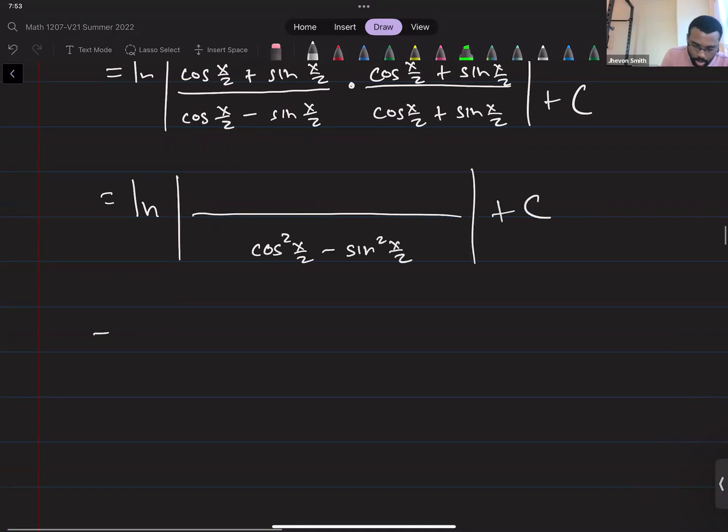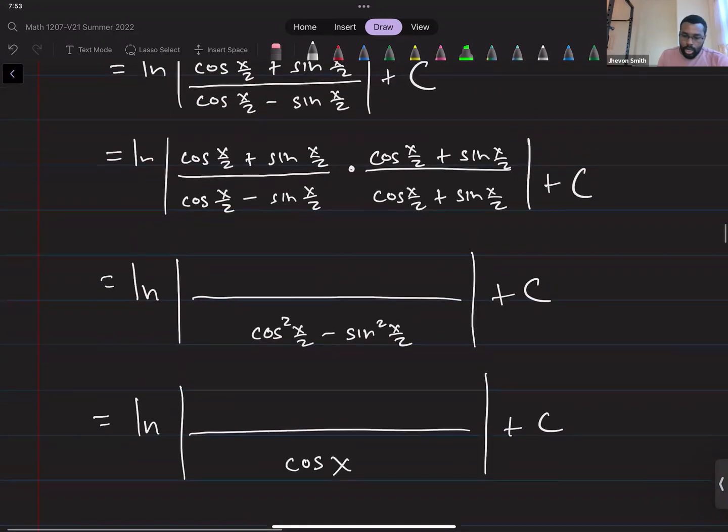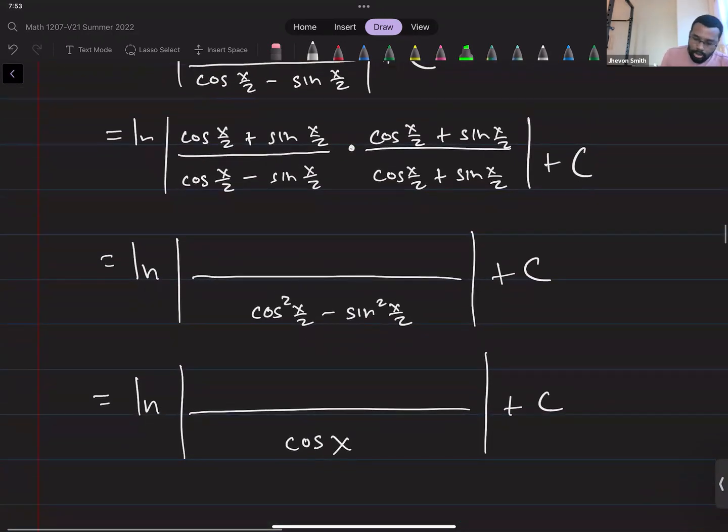Which we know is the double angle formula for cosine. So the denominator just becomes cosine x. In the numerator, I would have essentially cosine squared x over 2 plus 2 sine x over 2 cosine x over 2 plus sine squared x over 2.